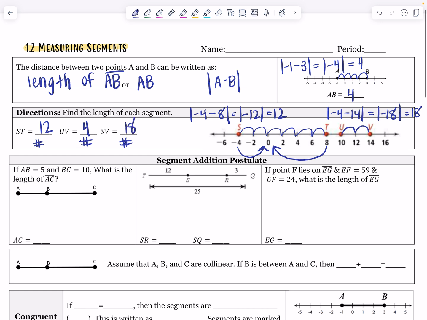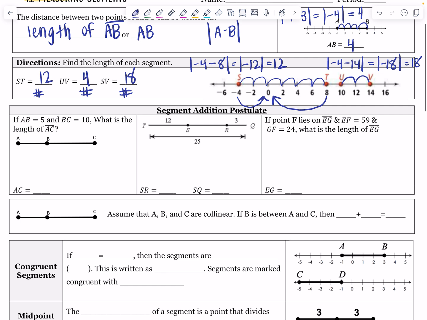All right. We are now going to start looking at the segment addition postulate. The segment addition postulate literally just talks about adding different pieces of segments together. It states that if A, B, and C are collinear, and B is between A and C, so it's happening somewhere between these two endpoints, then we can use the segment addition postulate.